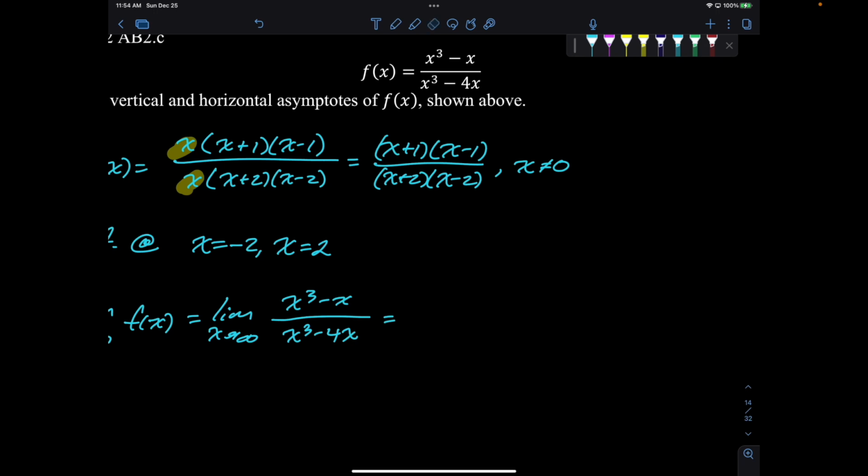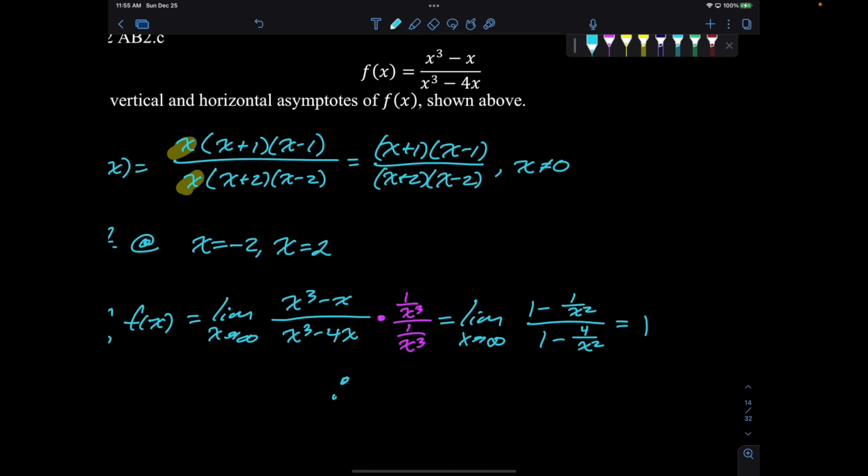So what I'm really going to do is multiply by 1 over x cubed over 1 over x cubed, which gives me the limit as x approaches infinity of 1 minus 1 over x squared over 1 minus 4 over x squared. And if x goes to infinity, the 1 overs just kind of disappear. So we get 1. So therefore, y equals 1 is a horizontal asymptote.